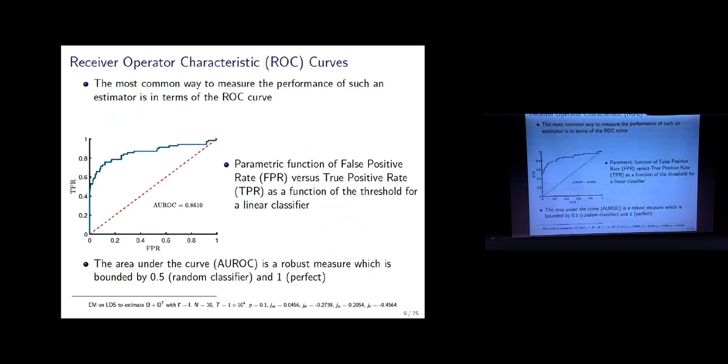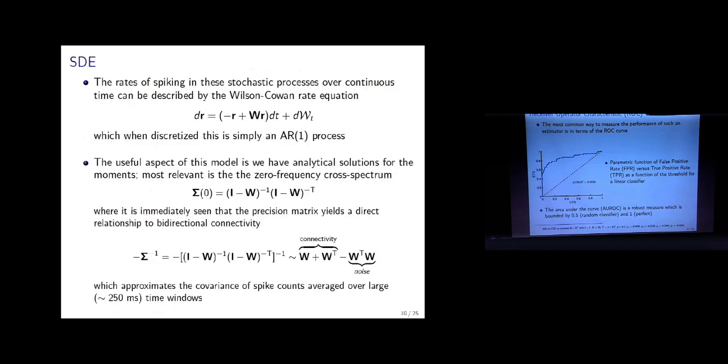And throughout this, we're going to be quantifying the performance of various algorithms using ROC analysis. Now, whether this is your first time seeing it or you just need a little refresher, the ROC curve is a parametric function of false positive rate versus true positive rate as the threshold of a linear classifier is varied. And so this is an example ROC curve for some stuff we're going to talk about in just a bit. And you can see you get very high true positives for very low false positives. But overall, we will often be interested only in the area under this curve, which is a nice bounded measure between 1/2 and 1, corresponding to just random guessing and perfect classification, respectively.